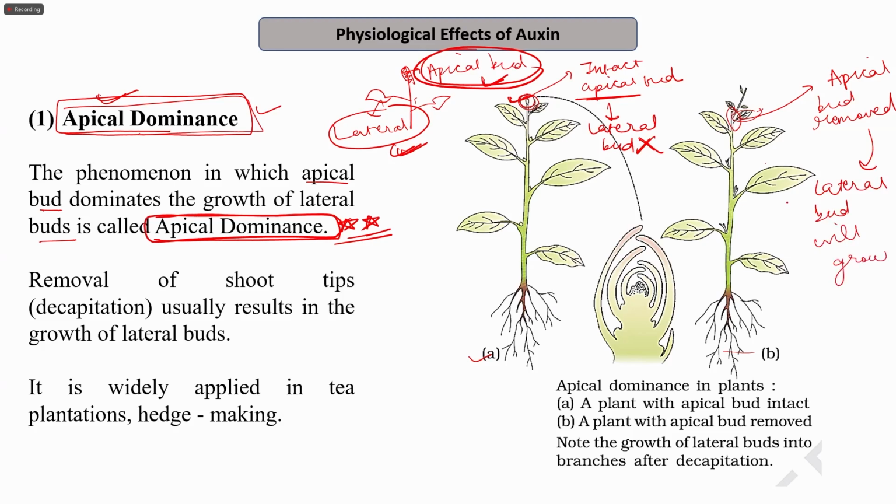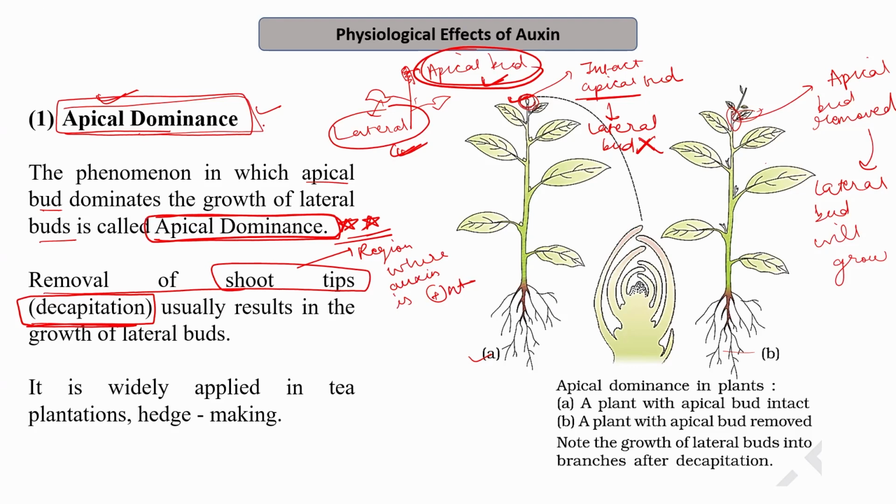While in this case, lateral bud will grow after decapitation. So what is decapitation? Decapitation is the process of removal of shoot tips. This is the region where auxin is present, right? So if I remove this region, the effect of apical dominance subsides and the lateral buds grow. The growth of the lateral buds is dominated by the growth of the apical buds, and upon the removal of the shoot tips, that is upon decapitation, growth of the lateral buds can be seen.